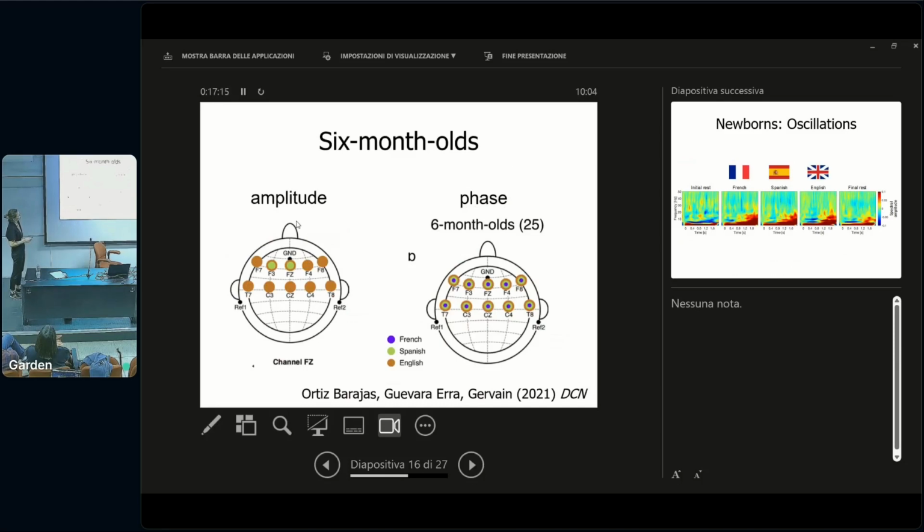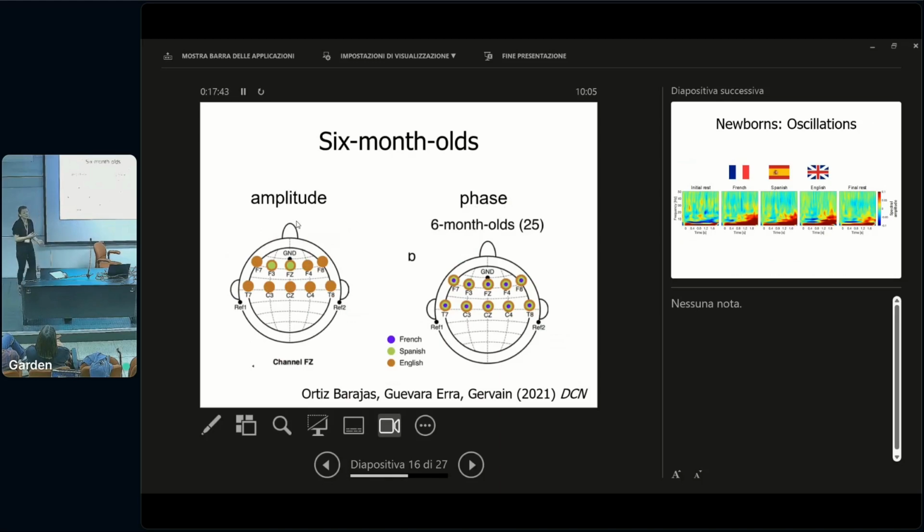That's what you can see. Sorry, this is misaligned because of the conversion from a Mac to a PC. But what you see is that phase, even at 6 months, is perfectly tracked in all 3 languages. But amplitude is no longer tracked in, surprisingly, the native language French and the rhythmically similar language Spanish. Amplitude tracking remains only for the unfamiliar English language.